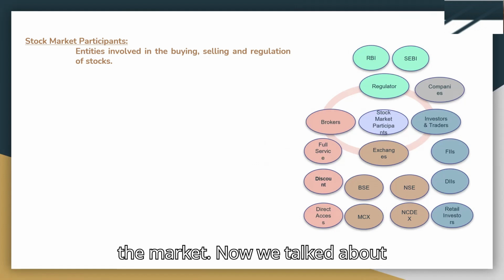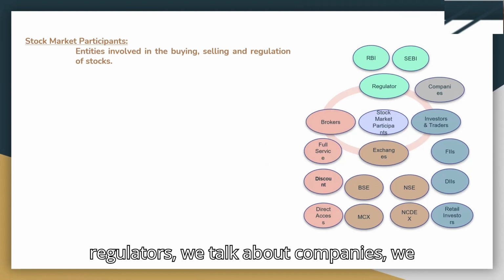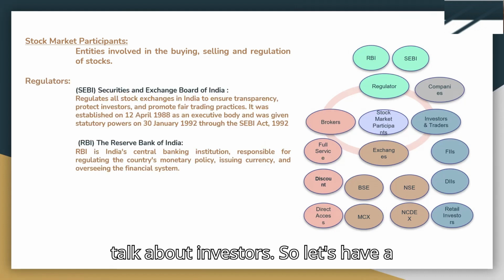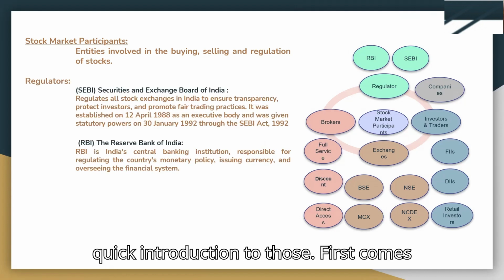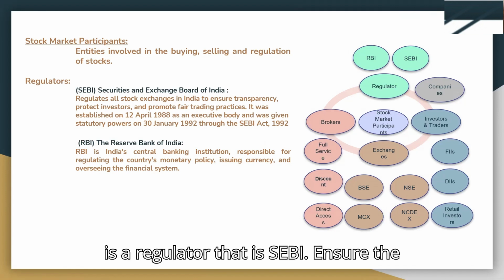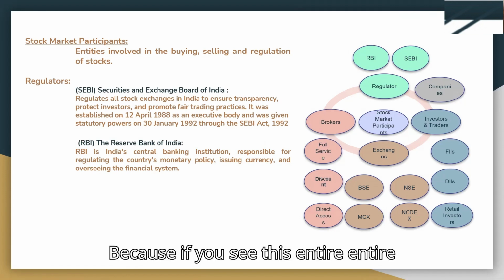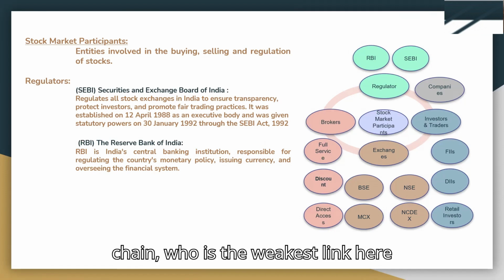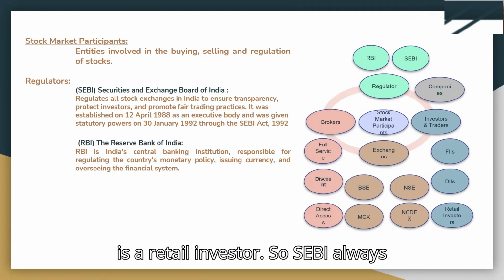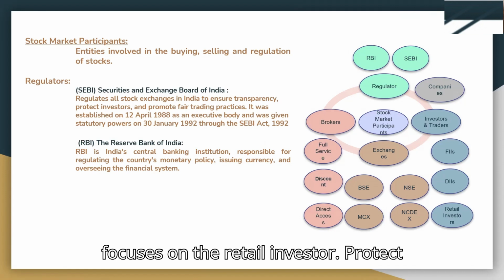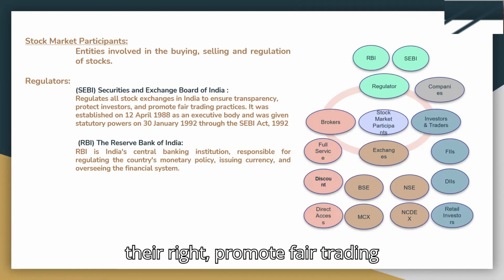Now, we talked about regulators, companies, and investors. So let's have a quick introduction to those. First comes the regulator, that is SEBI. They ensure transparency and protect the investors. Because if you see this entire chain, the weakest link here is the retail investor. So SEBI always focuses on the retail investor, protects their rights, and promotes fair trading practices.